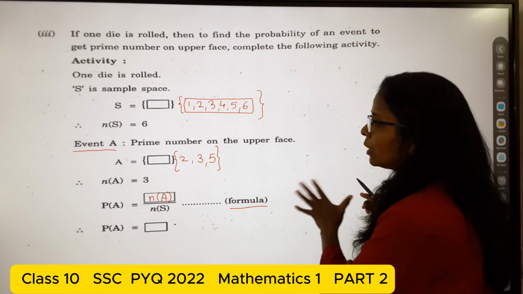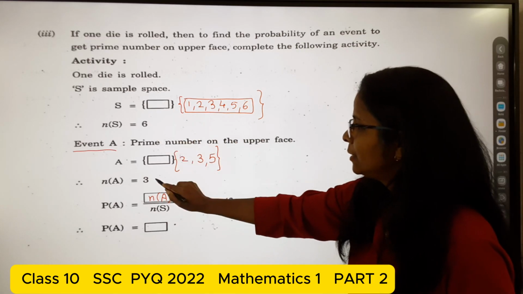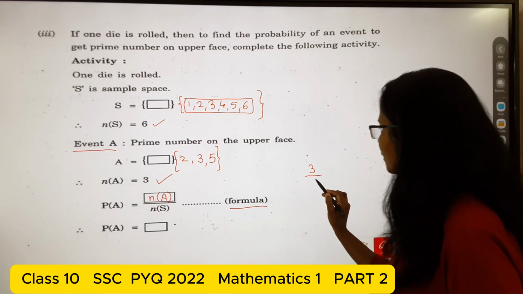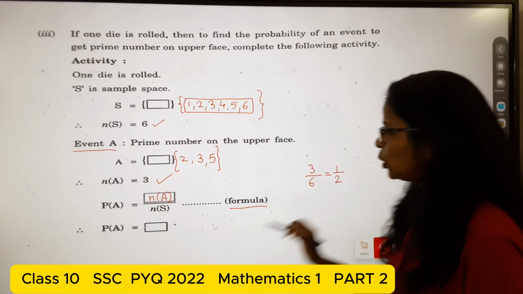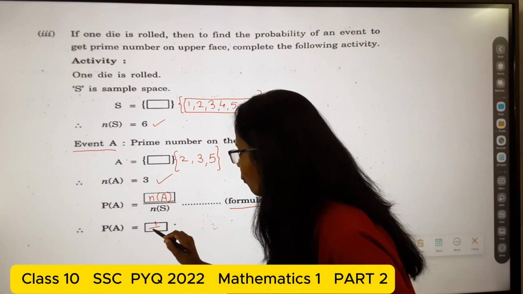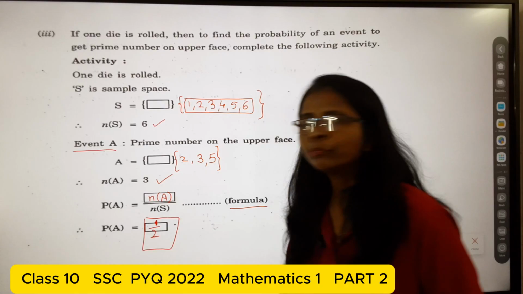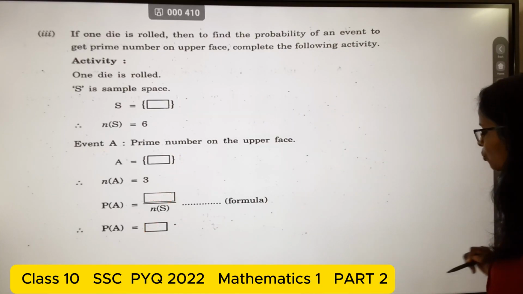So you do the rough work here. n of A is 3, so 3 upon n of S, which is 6. 3 upon 6, that means 3 ones are 3, 3 twos are 6. So 1 upon 2. In this box we can write 1 upon 2. Okay, in such a way you can solve this question 2A.